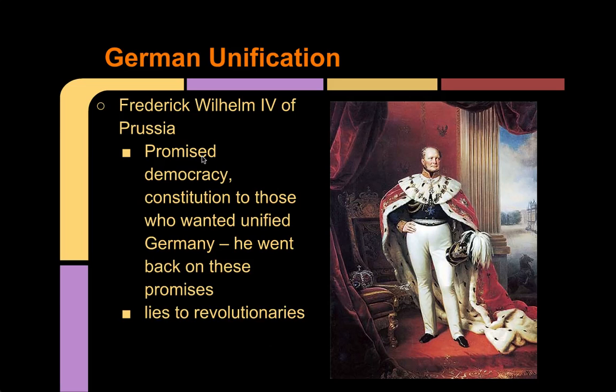But then, instead of keeping and maintaining his promises, he will go back on all of them. He's going to lie to revolutionaries. He paints this ideal portrait of what he's got planned for Germany, and a lot of people are going to unite behind him. Revolutionaries are going to be like, hey, that sounds awesome. And then he's going to be like, just kidding.